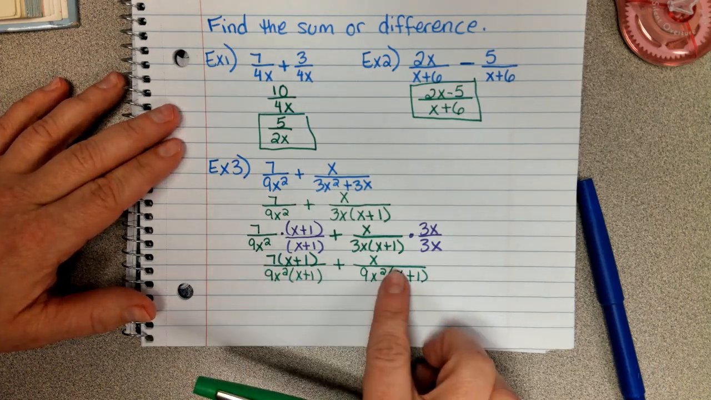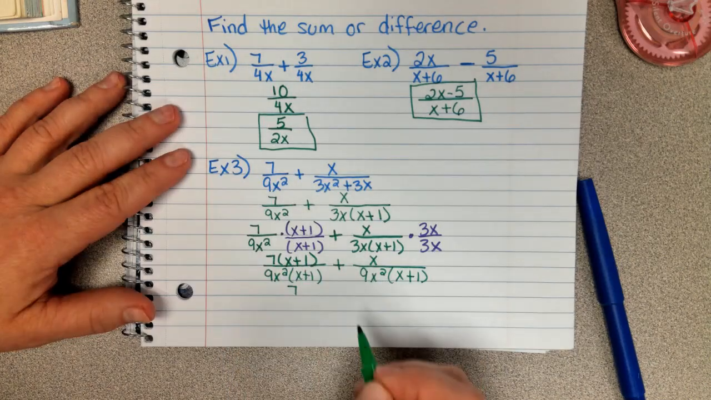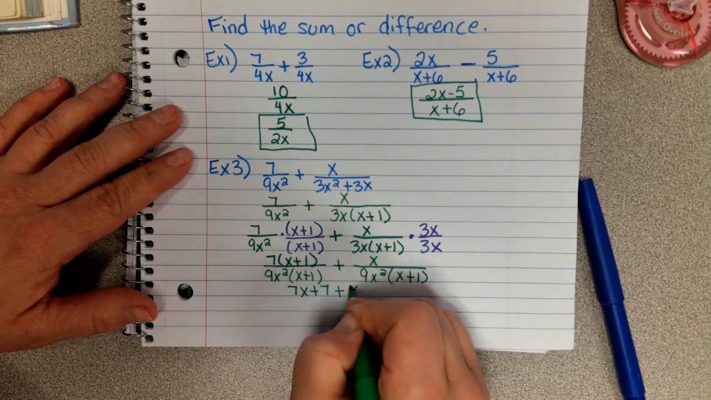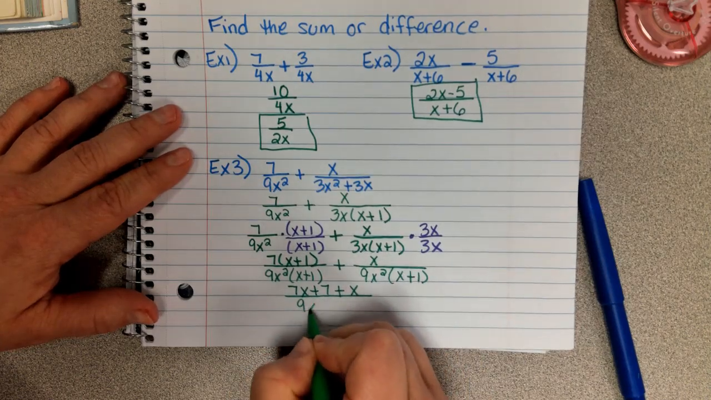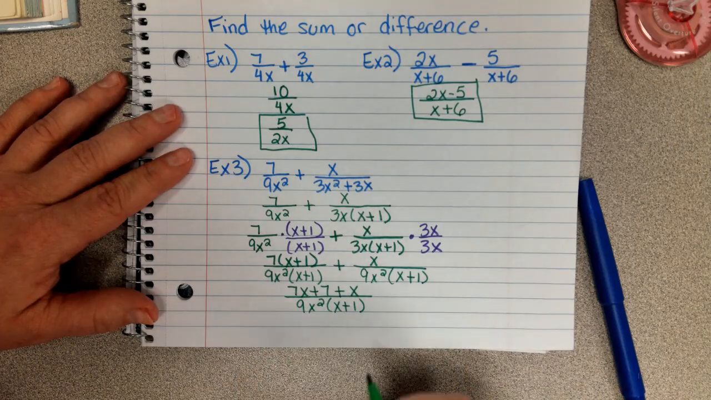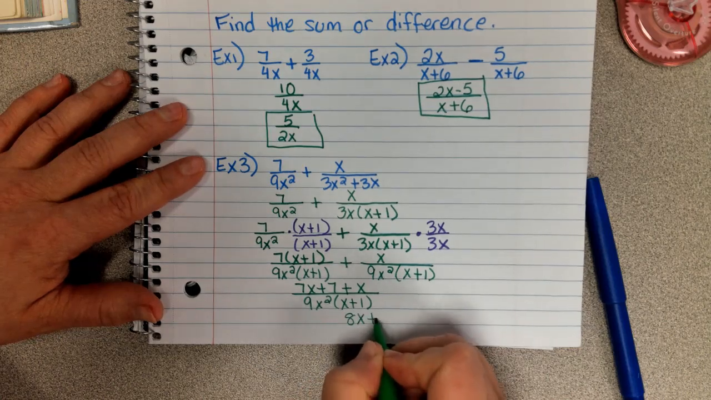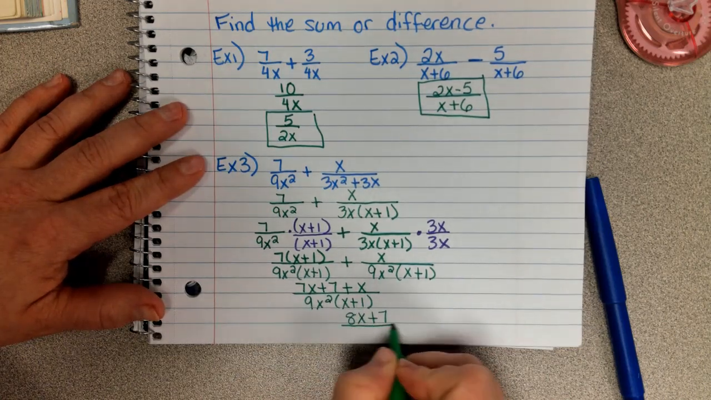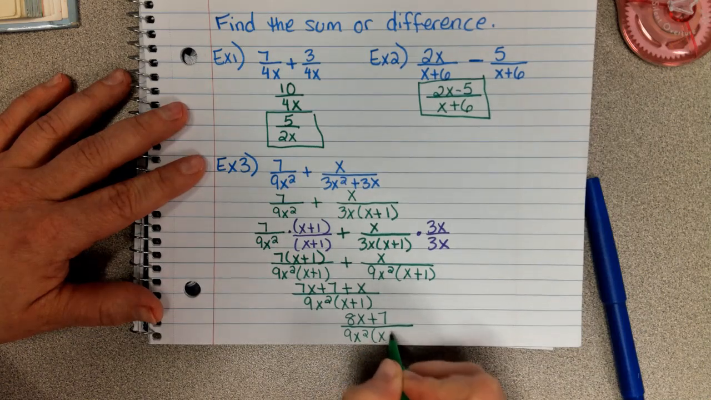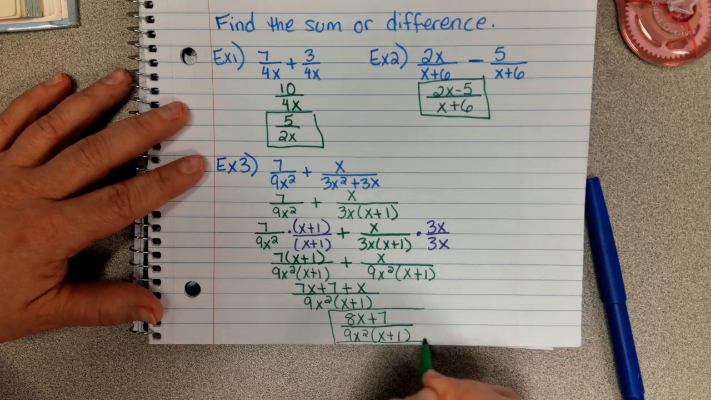So in my numerator then, I'm going to have 7. I'm going to distribute that, if that's okay. So 7x plus 7 plus x, divided by 9x squared times x plus 1. Let me go ahead and simplify that. I'm kind of out of space, so I'm going to squish it on the bottom. Okay, so we end up with 8x plus 7, divided by 9x squared times x plus 1. And that's my simplified fraction right there.